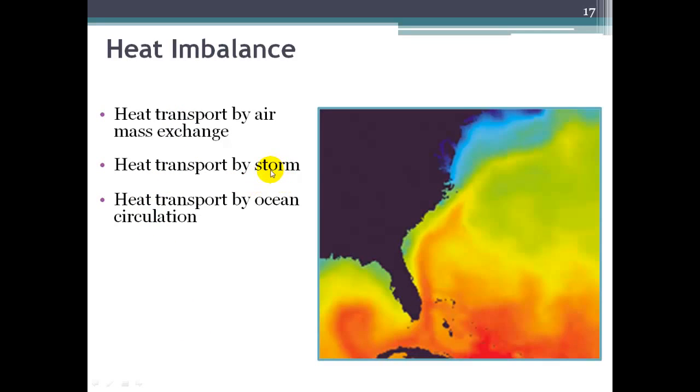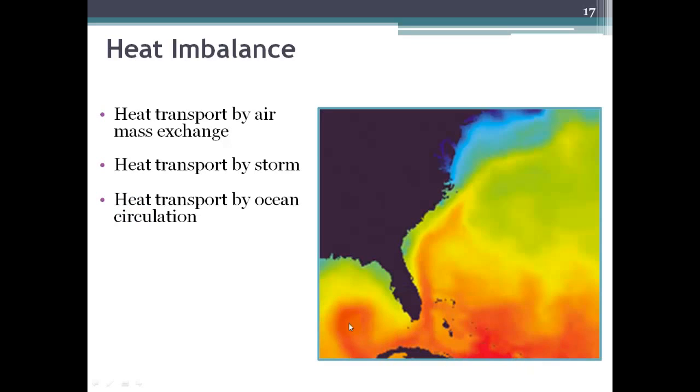Storms, hurricanes for example, form in the tropical areas in the summertime, towards the end of the summer season and early fall when everything's heated up. It's a way to transfer some of that energy from the tropics northward or southward, depending on which way the hurricane is going. And then finally, ocean currents also transfer heat. You can see here the Gulf Stream and how this looks.